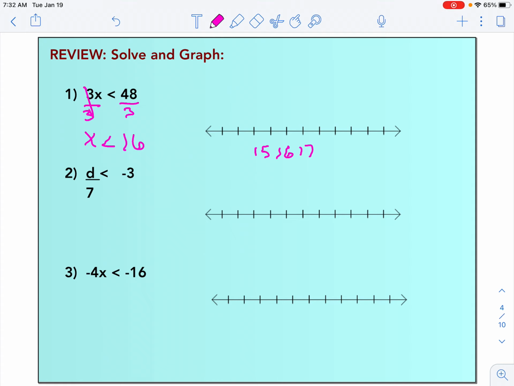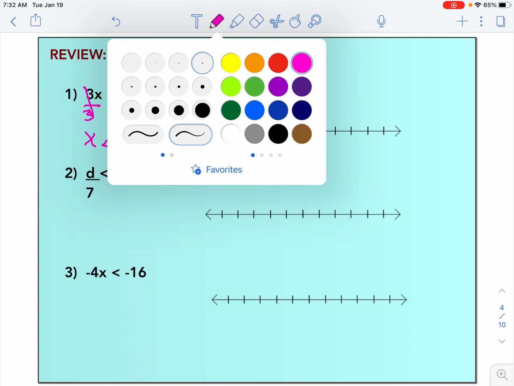So where are the numbers less than 16? Well, 15 is less than 16, so is 14. So these are all the numbers, all of the solutions, because also 15.5, 15.9. So it's all of these numbers up to 16, but does not include 16. So instead of putting a circle there and coloring it in, we leave it open when it is less than or greater than, and it does not have an equal with it. So again, this should be review, but we'll go through a few of these together.